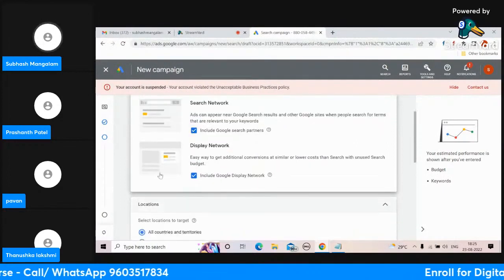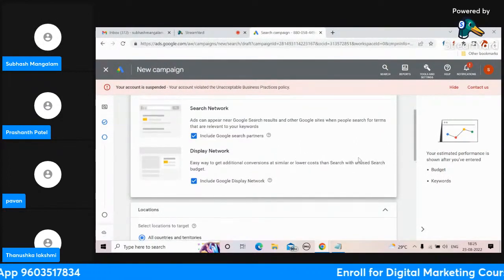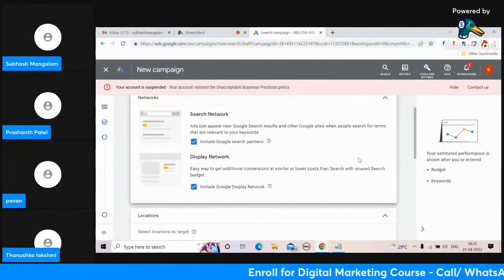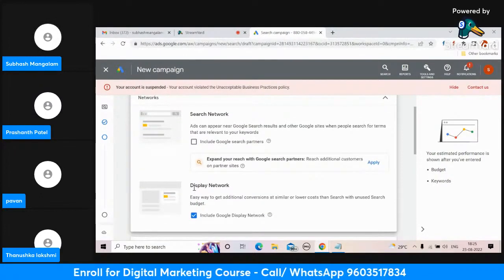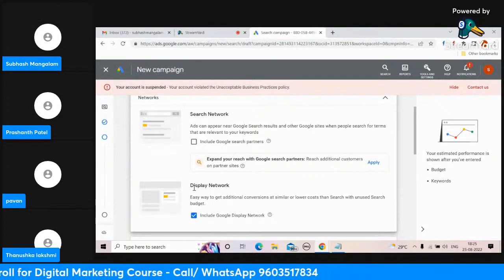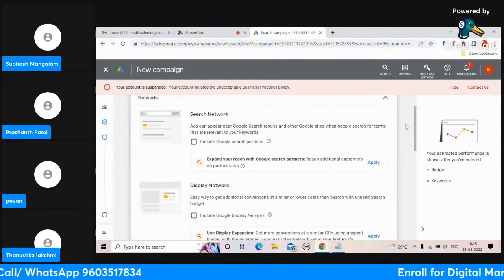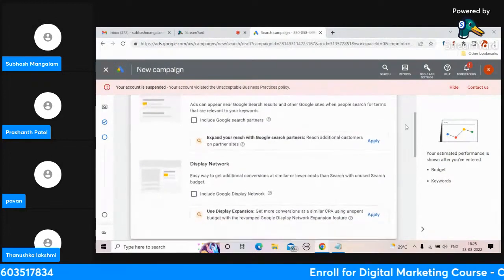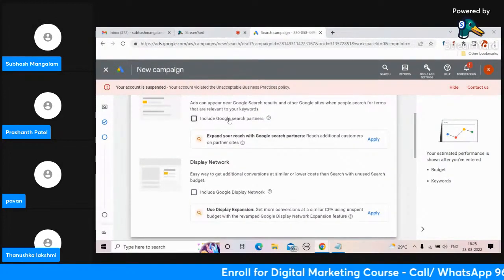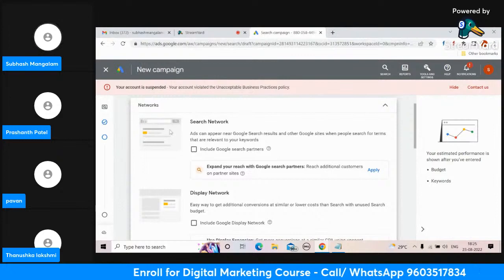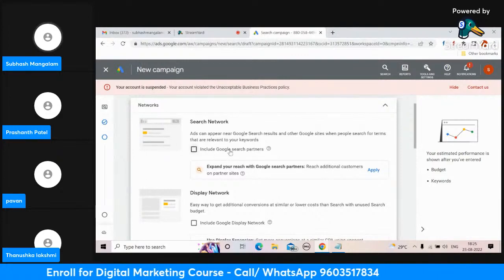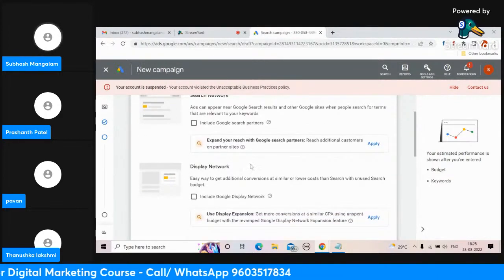Someone tell me what I have to do here. Untick those boxes, uncheck Google Search Partner. Why should I uncheck both of them? Any answer, guys? By default, my ad appears in SERP. Apart from that there are search partners and display. Google is stressing this because it reaches additional customers.